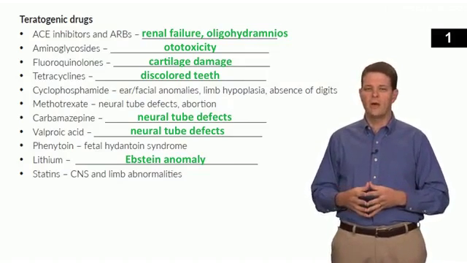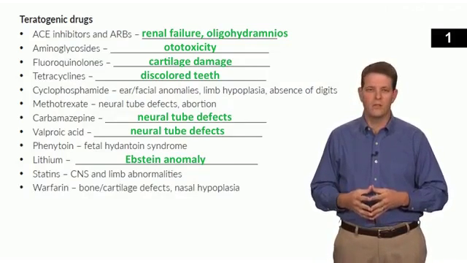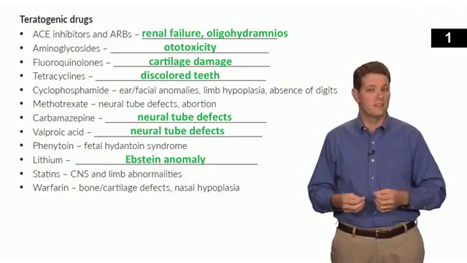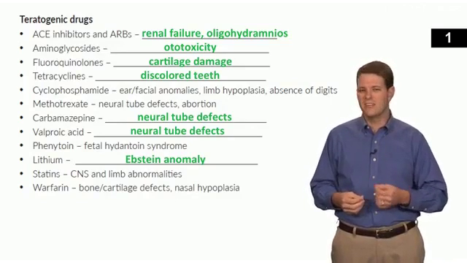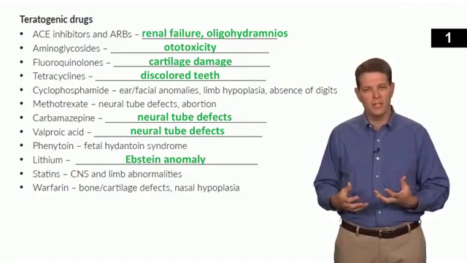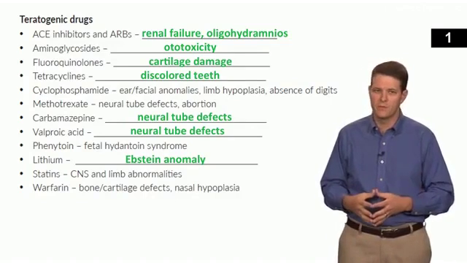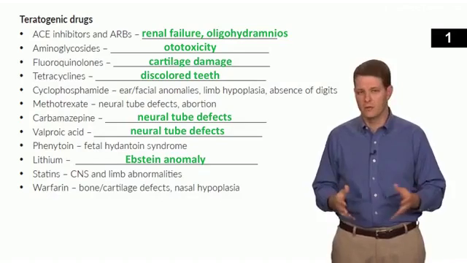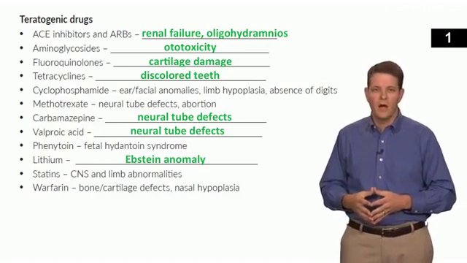Another medication you should know about is warfarin, which can primarily cause bone and cartilage problems in the fetus, especially in the epiphyses. It can also cause nasal hypoplasia, or hypoplasia of the nose, which is kind of unusual. Now, which anticoagulant is considered safe during pregnancy? Heparin, so be sure you know that one.